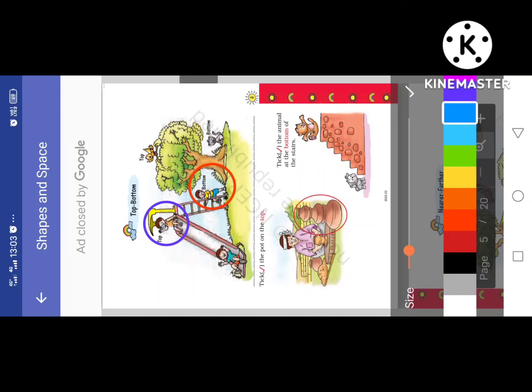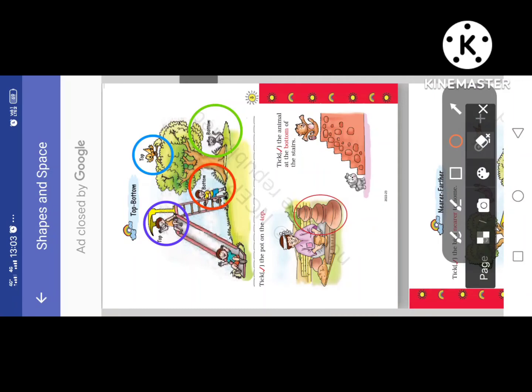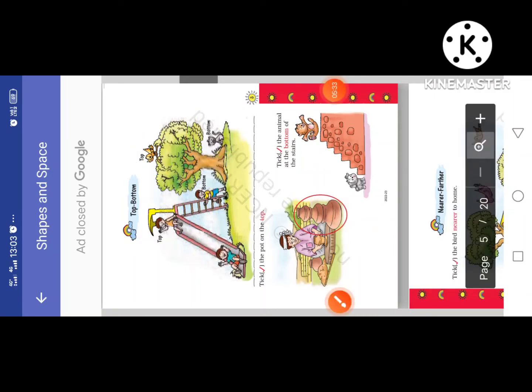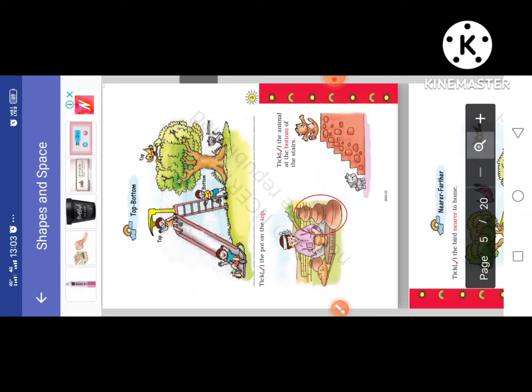Similarly, this bird is in the top. This cat is in the bottom. Understood, students? I hope you have understood. It means there will be two people. One will be in the upper part and one will be in the lower part. One will be up and one will be down.